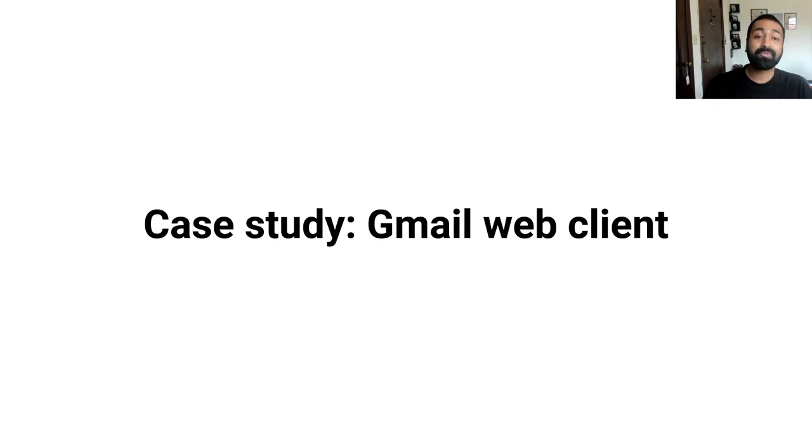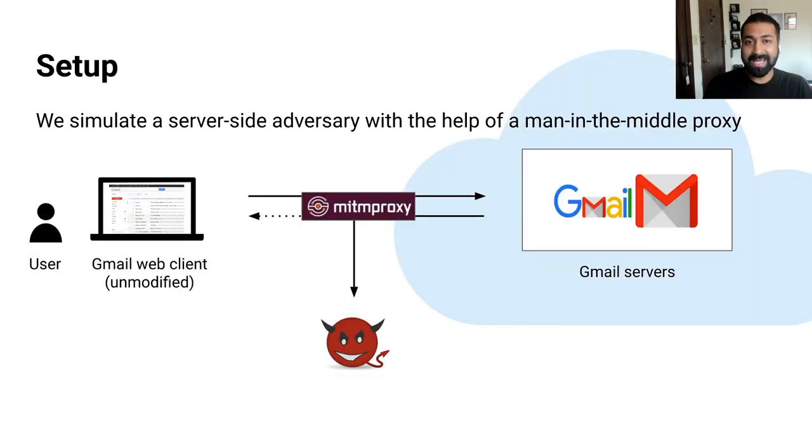And to demonstrate how practical volume attacks can be, we perform our attack on the Gmail web client. The setup for the attack is as follows. The user uses the inbox search feature in Gmail's web client to retrieve all emails that contain the queried keyword. Since we do not have access to Gmail servers, we simulate a server-side adversary with the help of a man-in-the-middle proxy and use it to learn the volume of returned results.